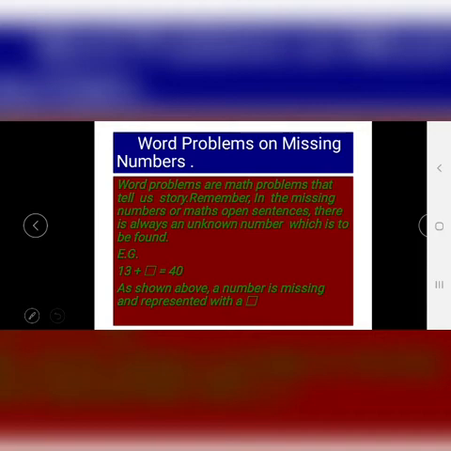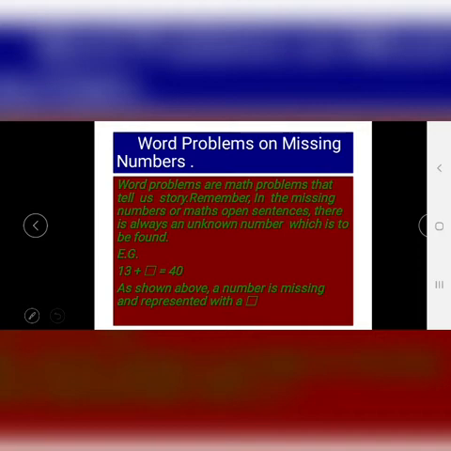When we say word problems, we're not going to be giving you digits and all that, but you are going to be bringing the digits out of the words, out of a sentence. Word problems are math problems that tell us a story. So it's not going to be straightforward mathematics, but you have to read and interpret what the story or whatever the problem is all about.